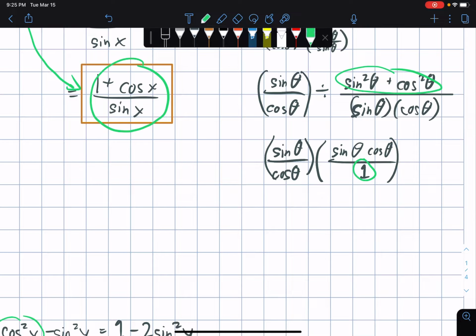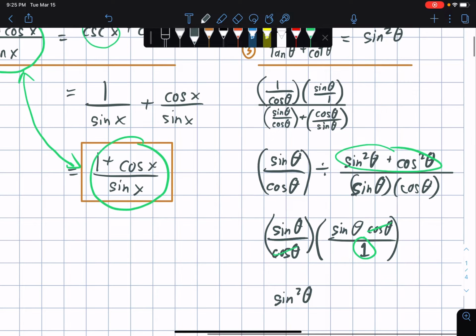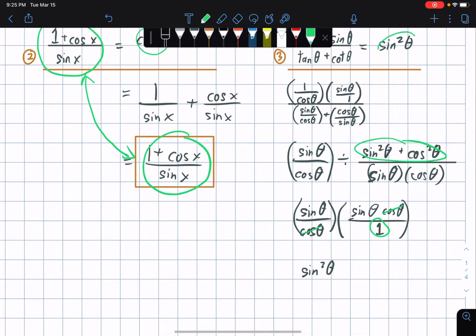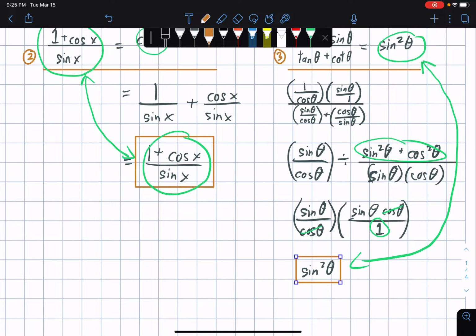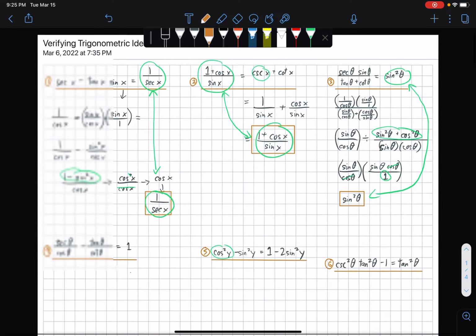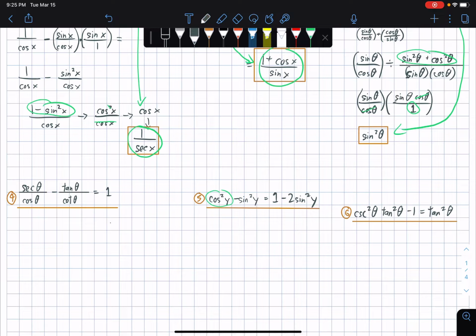Now, we can cancel the like terms, cos theta. Now, we have sine raised to 2 theta. Is it equal to the other side? Yes, it is. They are equal. Therefore, this trigonometric identity is verified. It's true. Let's move on to number 4.